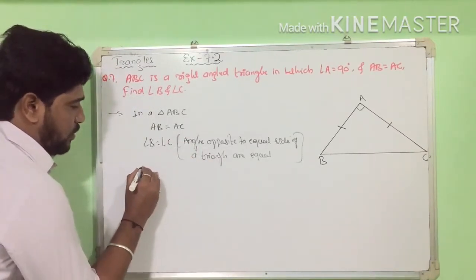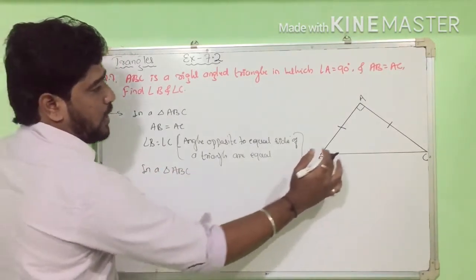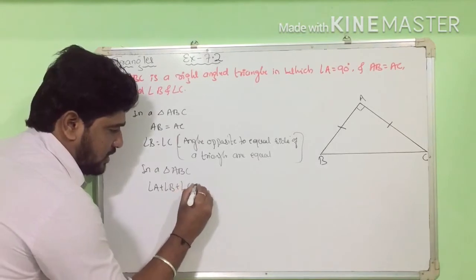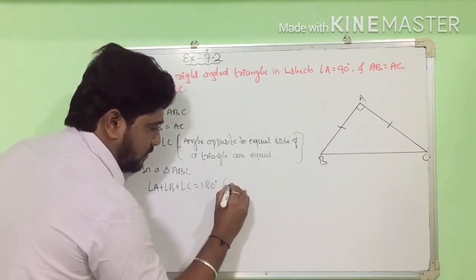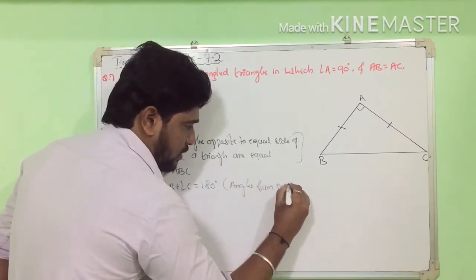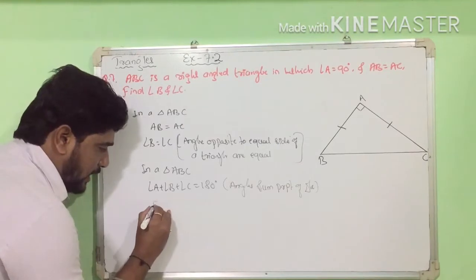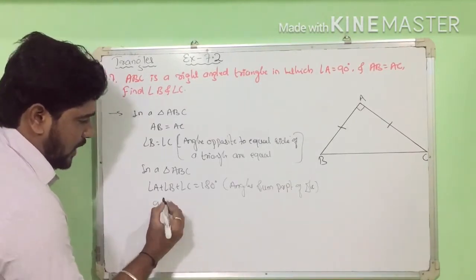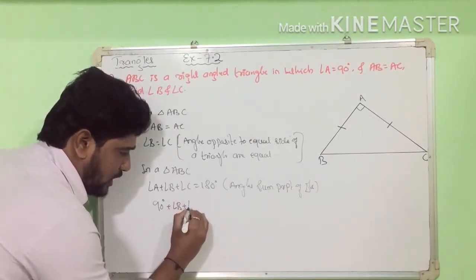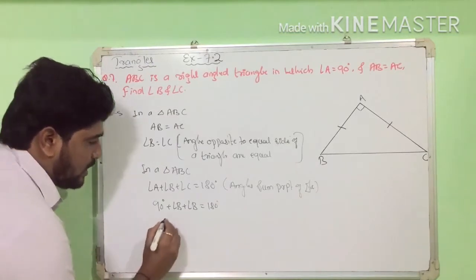So now in a triangle ABC, apply angle sum property. So angle A plus angle B plus angle C is equal to 180. Angle sum property of a triangle, right? So now here angle A they have given 90 degrees, plus angle B, and instead of angle C we can write angle B only. This is equal to 180 because these two are equal, right?